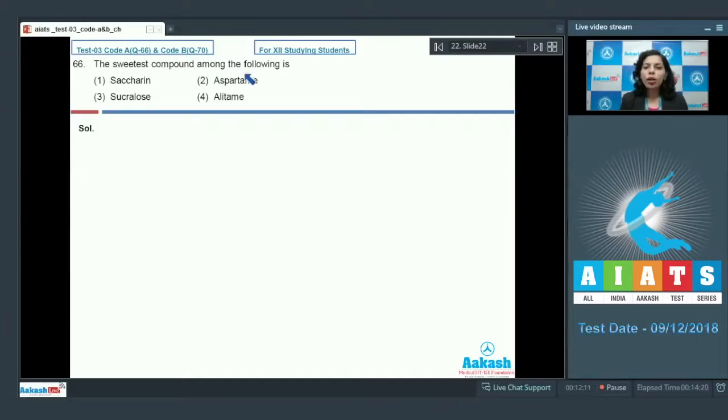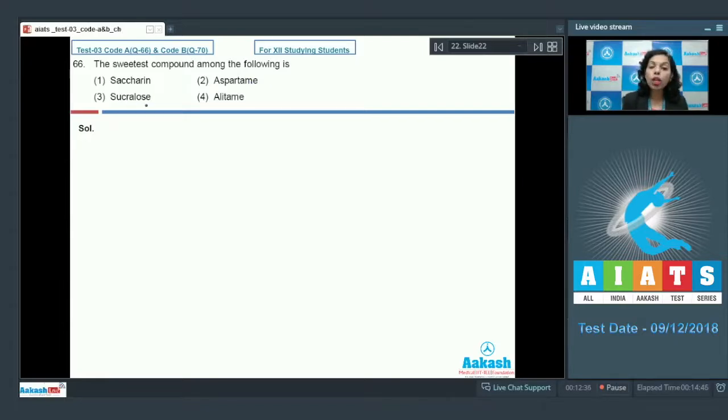The sweetest compound among the following is: we have saccharine, sucralose, aspartame and L-etine. Basically in this case we can compare the sweetness of these artificial sweetening agents with sugar. So if we talk about saccharine, this is 550 times sweeter than normal sugar. If we talk about aspartame, that is 100 times sweeter than sugar.